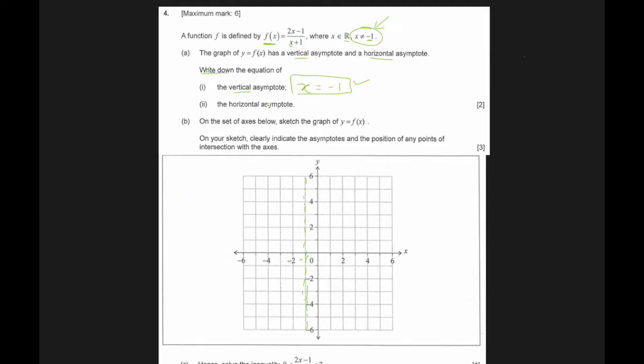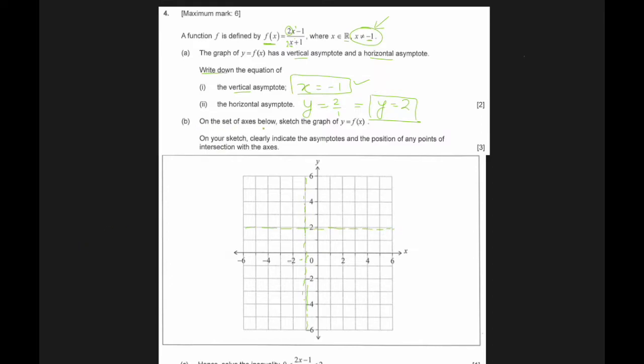The horizontal asymptote. In a rational function, if the degrees of the numerator and denominator are equal, here it is x to the power 1 in both, then the horizontal asymptote is the leading coefficient of the numerator divided by the leading coefficient of the denominator, which is 2 divided by 1. So y equal to 2 divided by 1 becomes the horizontal asymptote, which is y equal to 2. So these are the two horizontal and vertical asymptotes. y equal to 2 will be this one. This will be the horizontal asymptote.